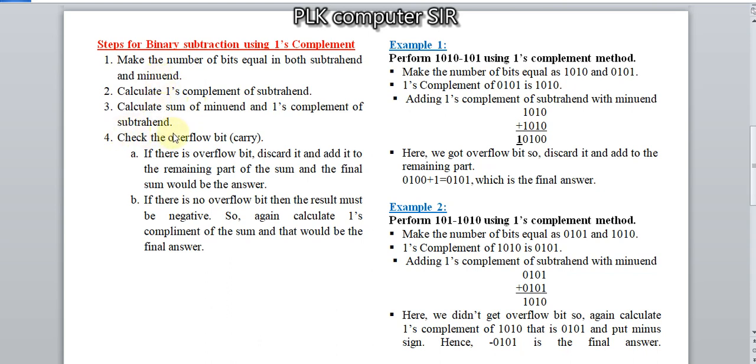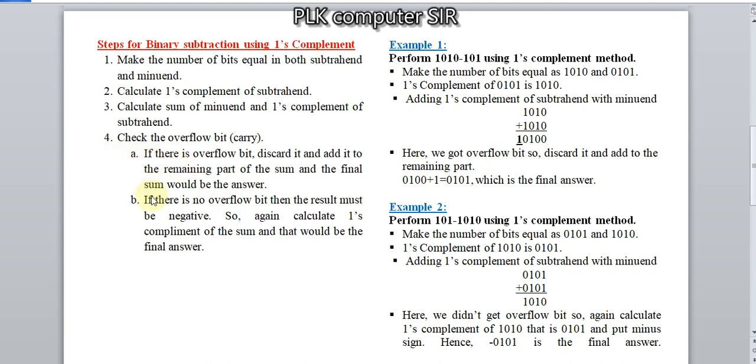Now number 4, check the overflow bit. This is the final step. So if there is an overflow bit, discard it and add it to the remaining part of the sum, and the final sum would be the answer. Okay, for example, here we are getting this 1 carry because we have here 1 2 3 4 bits, but if we add here, you can look here, 1 2 3 4 5, we have altogether 5 bits. It means this is the carry bit, so we have to add it to the remaining part. It means 0100 plus 1.